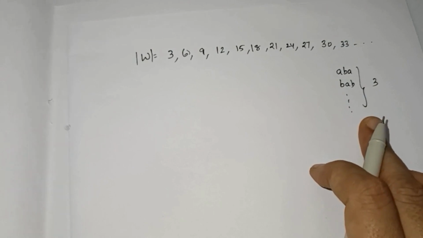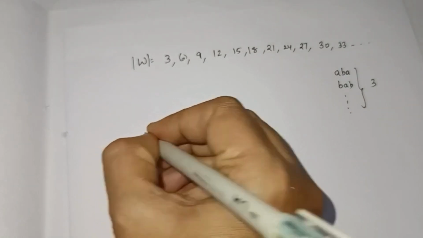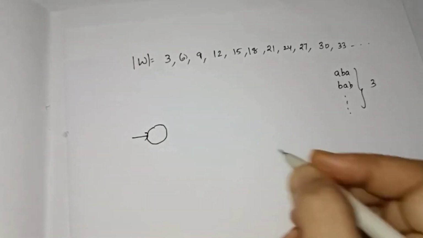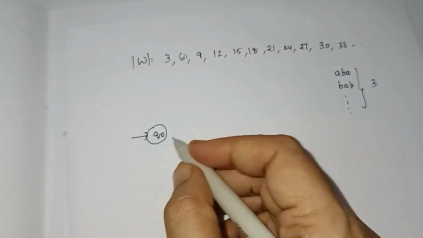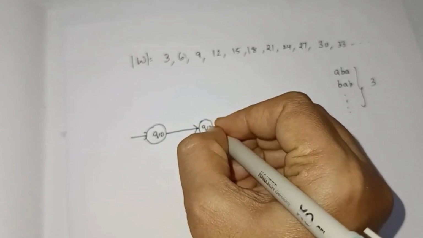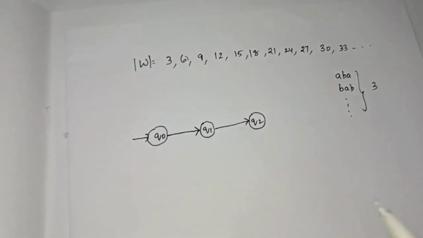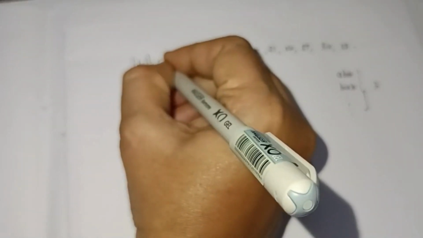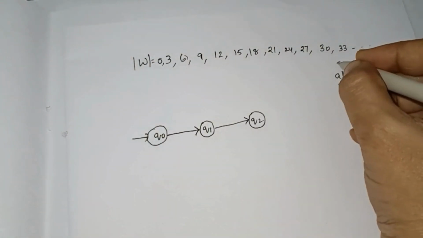Now try to design a deterministic finite automata for this basic string. So I will start from Q0. I should have length 3, so Q0, Q1, Q2. One thing we should remember, 0 is also a multiple of 3. Right? So hence 0 should also be considered. 0 means the length of the string is epsilon.